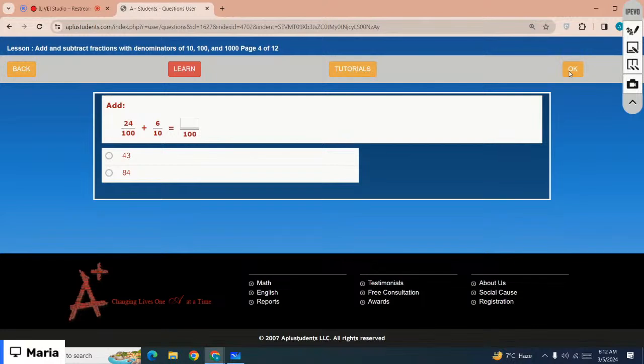Okay, the next one is 24 over 100 plus 6 over 10. So, which is the correct option? Yes, the correct option is 84 over 100, right? Option number 2 is the correct option, that is 84 over 100.